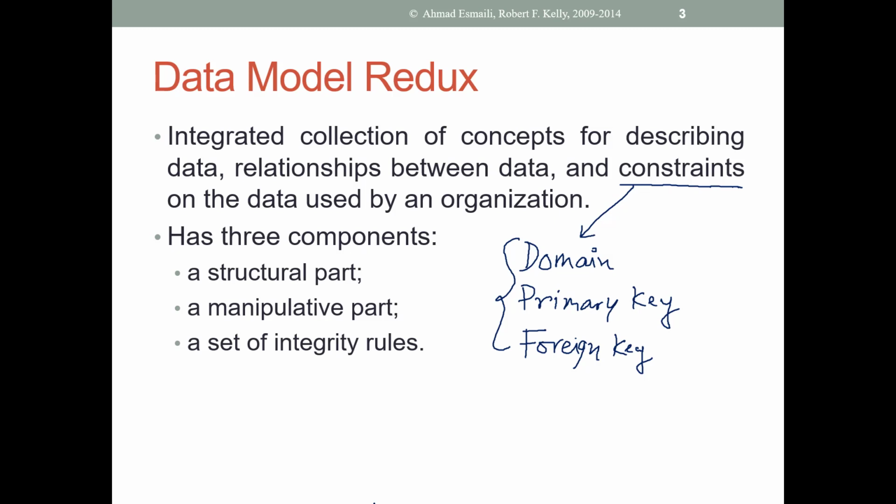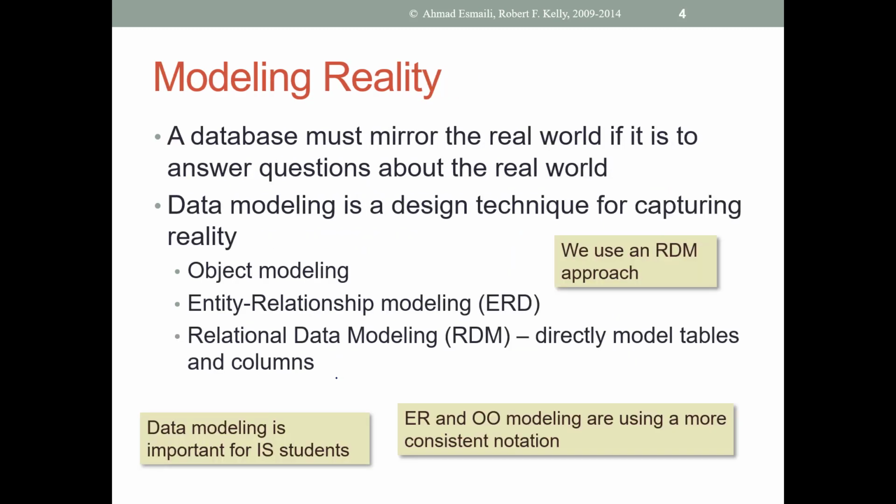And integrity rules are something like this, right, which I already mentioned. So you can define your constraints. So how do you define the constraints and all that? All these concepts taken together would define a data model. So the relational data model, right, is the one that we are interested in starting in this course.